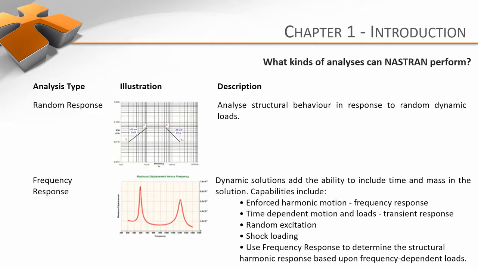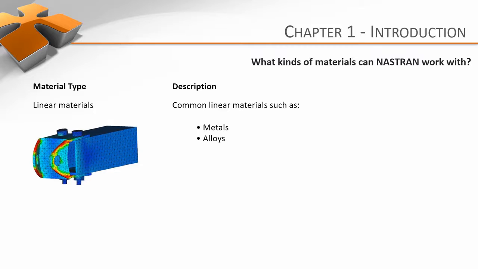Lastly, we have the excitation from random response or frequency response, where you can see how our designs respond to enforced harmonic excitation, time-dependent motion and loads, shock loading, and random excitation. It's your chance to give your design a good shakedown. So those are some of the study types. I'm sure that there are a few that I forgot to mention, but before I go, I'd like to discuss quickly the kinds of materials that Nastran can deal with.